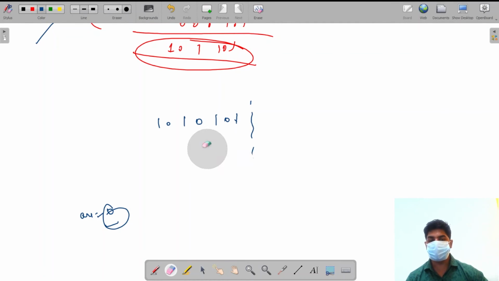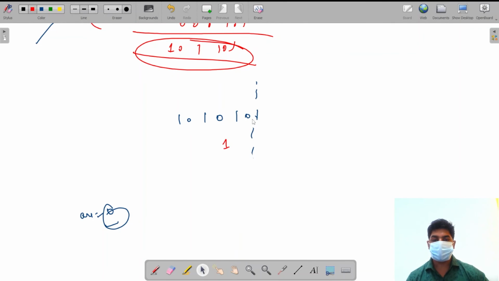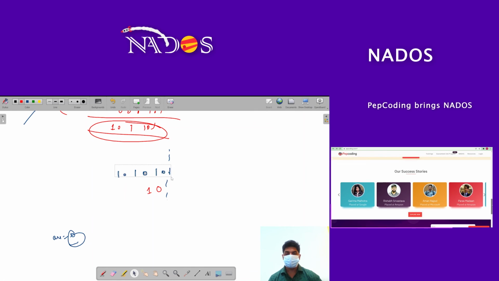After that, we'll right shift by this number and left shift this number. So the current bit is 1, so we'll make the current bit 1. After that, we'll right shift this number and we'll left shift this number. Now the current bit is 0, so we'll make the current bit 0. Again we'll right shift the upper number and left shift the lower number.